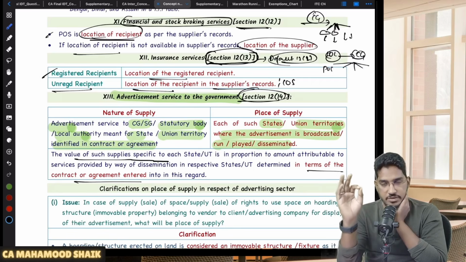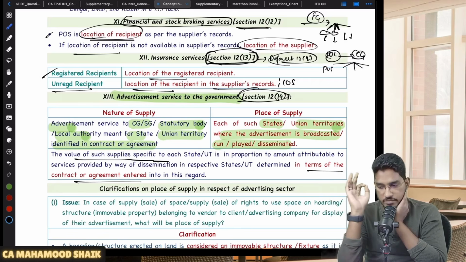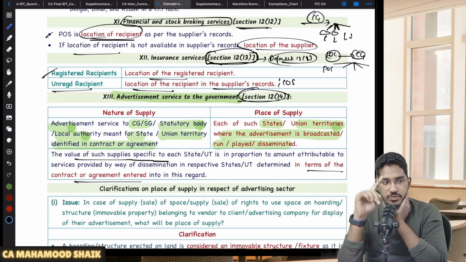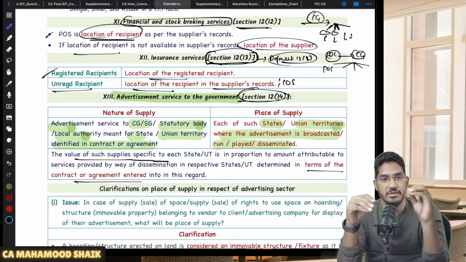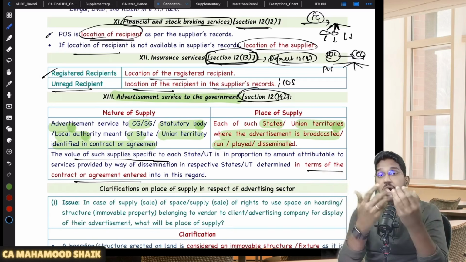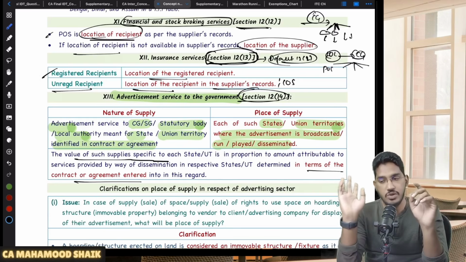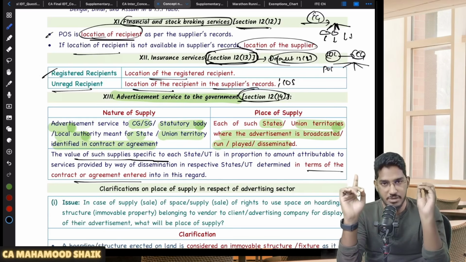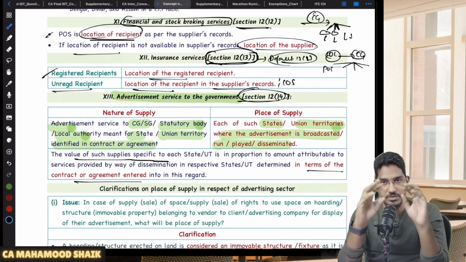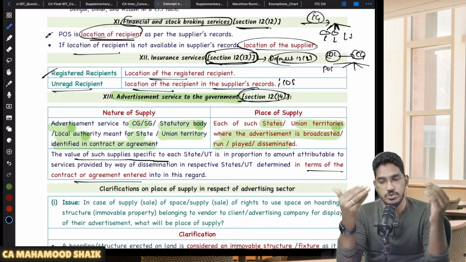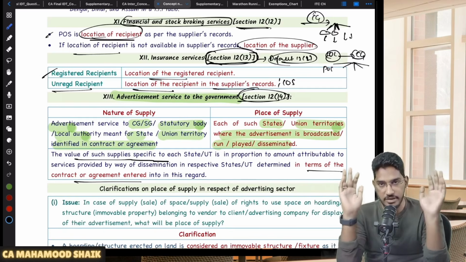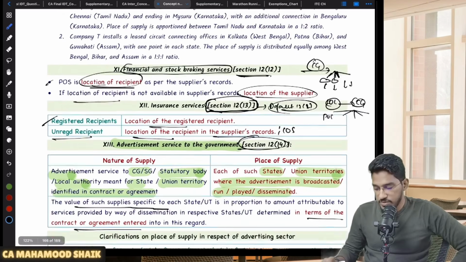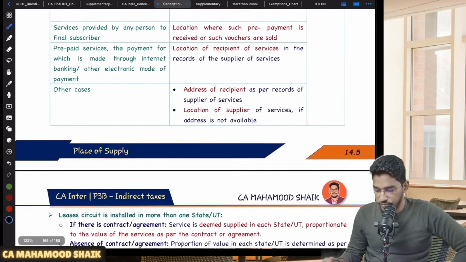So just for 12 subsection 14 at the CA inter level, I want you to remember only one thing. In case the advertisement services are provided to government where it is getting disseminated in more than one state or union territory, the place of supply will be in each of that state or union territory. How to bifurcate the value, sir? First you have to refer to the contract or agreement. If the contract or agreement has clearly mentioned it, we will bifurcate according to that. What if the contract or agreement is silent on the bifurcation? There are some rules, according to which you have to apportion it. Sir, what are those rules? No need to learn it at the CA inter level. That we will learn at the CA final level. Okay, so that's regarding 12 subsection 12, 12 subsection 13, 12 subsection 14.